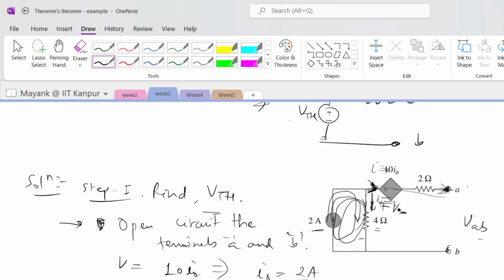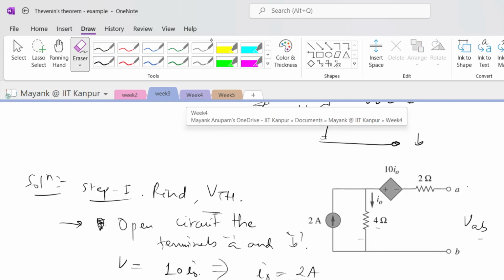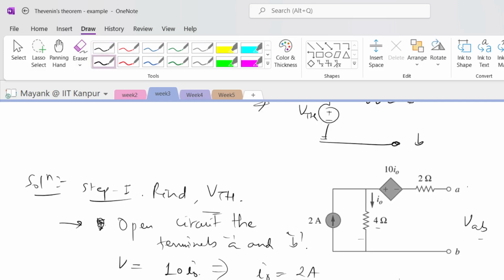So now let me erase this, it's messy here. Fine. So I naught is 2 ampere. So what is this voltage here? It's equal to 20 volts. And what is the sign of that voltage? It is plus here, minus here. V is equal to 20 volts, right? So this 20 volt is between this and this terminal.